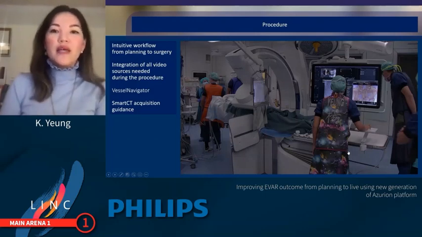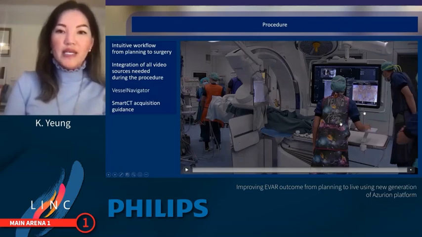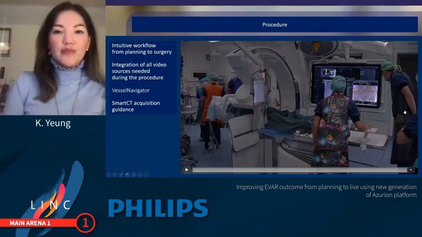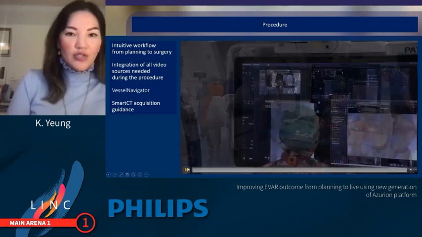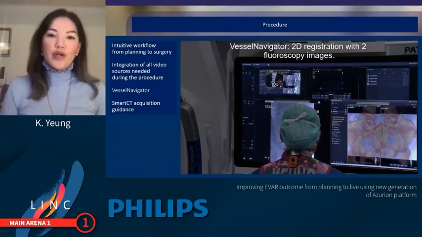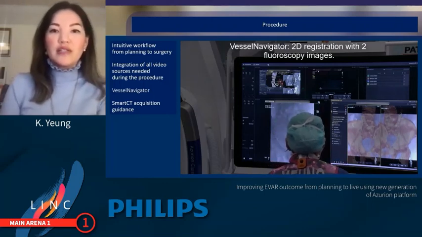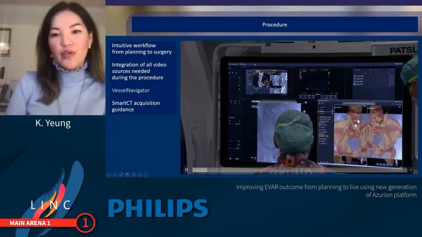So this AVA planning can be recalled during our procedure in the hybrid room. This is our hybrid room again, and this is me, and this is my colleague, vascular surgeon Vincent Jonkind, and the team of anesthesiology at the head of the patient. We first want to fuse our images using the vessel navigator by 2D registration with 2 fluoroscopic images, and we fuse it on the pelvic bone.